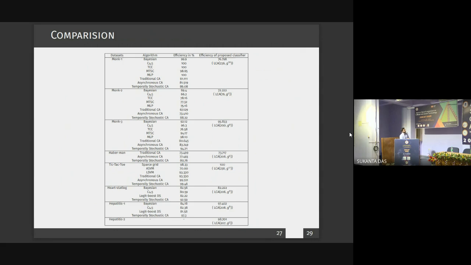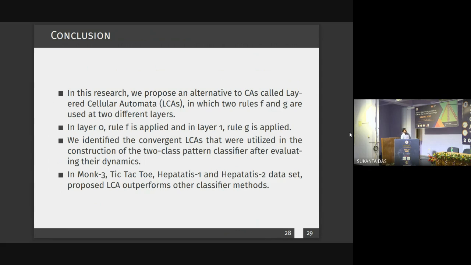So I would like to conclude here that we propose an alternative CA called a layer cellular automata, in which we have used two layers with two different rules in the two different layers. And we have identified the convergent LCAs that were utilized in the construction of the two pattern classifier after evaluating the dynamics. So in Monk3, all those data sets I have shown outperform other classifiers.